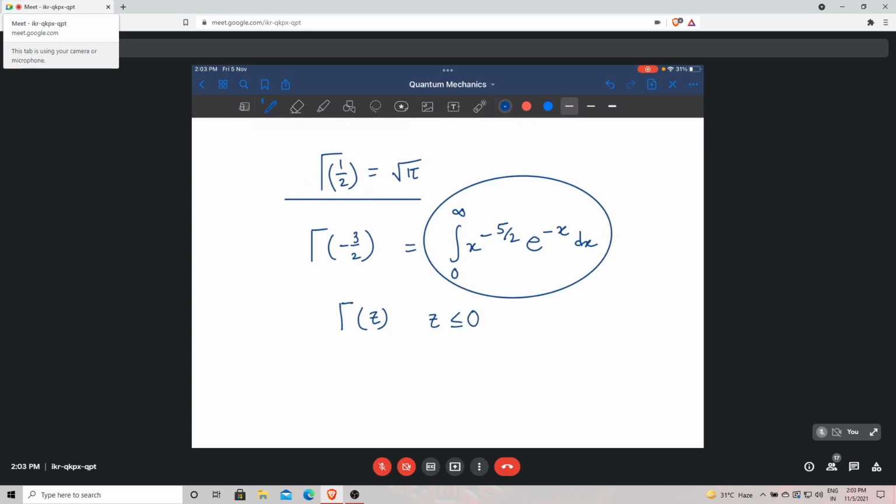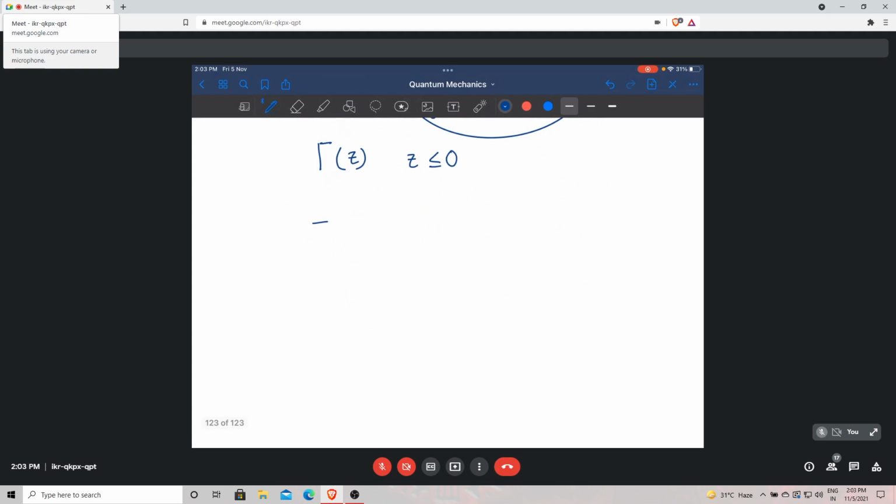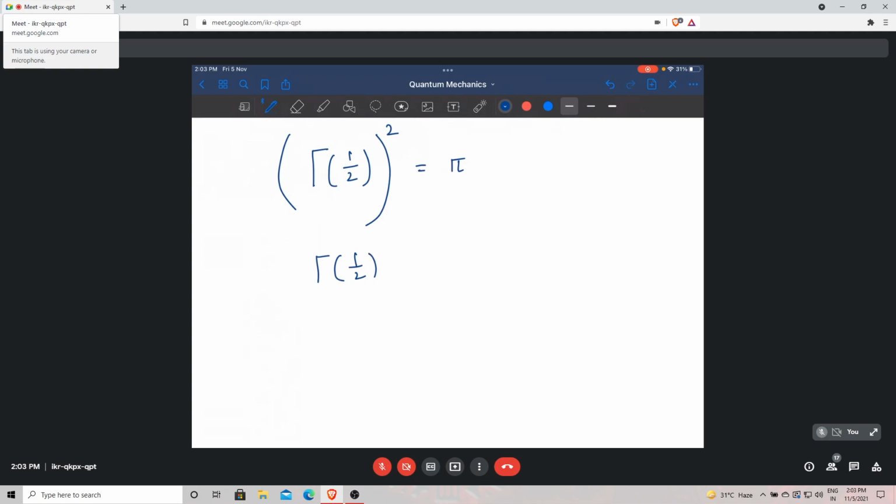You tell me why you are neglecting minus. This gamma half to the power square is pi, so gamma half should be plus or minus root pi, right? Yes, sir.